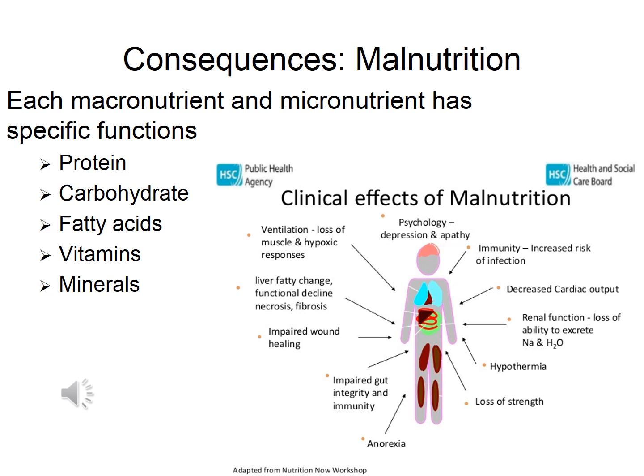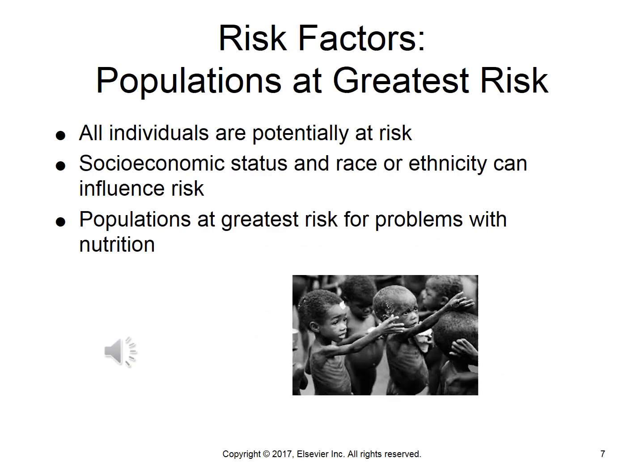Malnutrition is a consequence of either too much or too little of the macronutrients or micronutrients and their specific functions. There are clinical effects of malnutrition as well, and they can include depression, immunity, risk for infection, decreased cardiac output, decreased renal function, hypothermia, loss of strength, impaired gut integrity and immunity, impaired wound healing, necrosis, fibrosis, and then also ventilation issues.